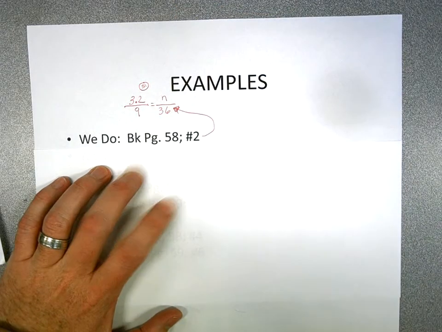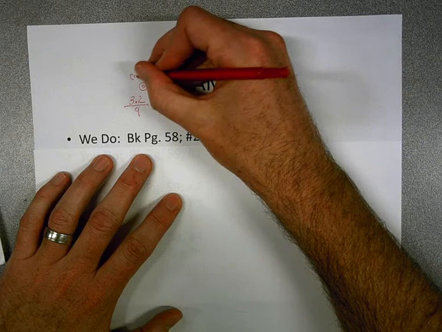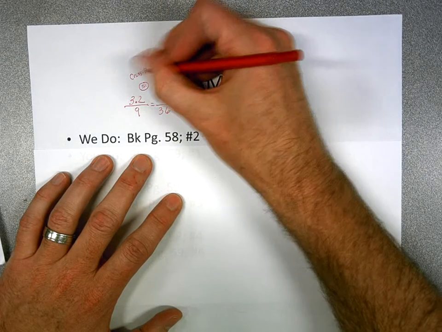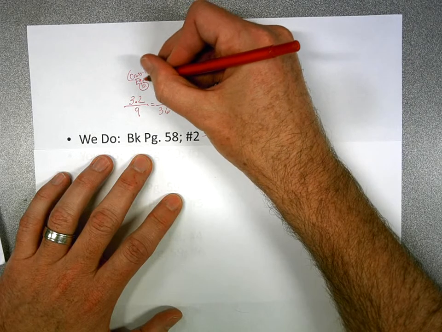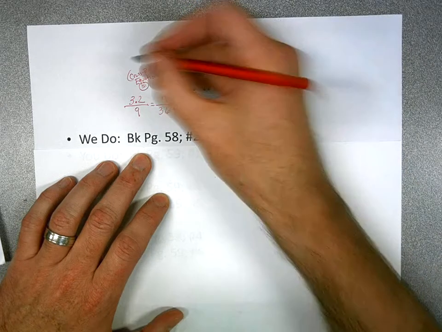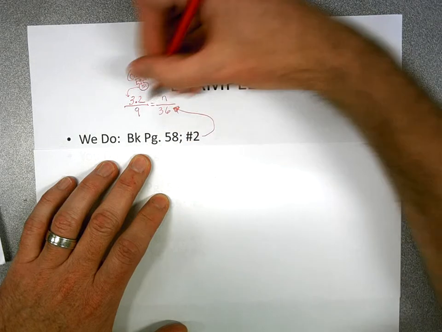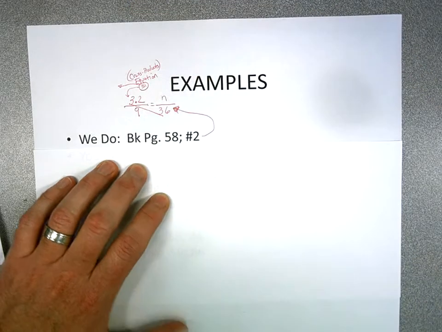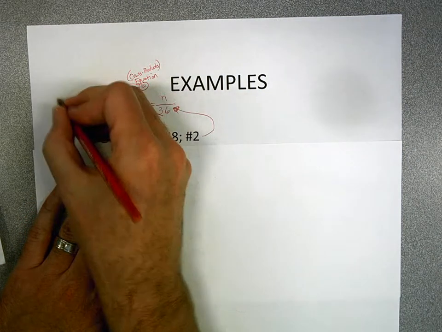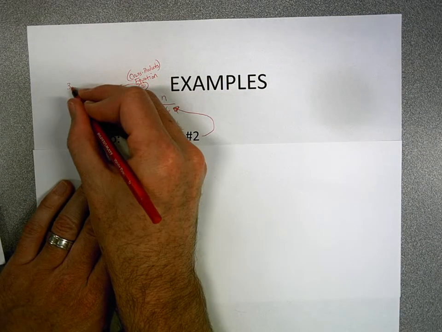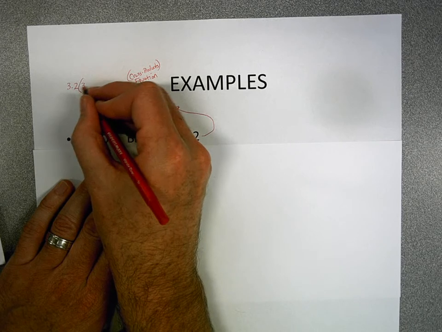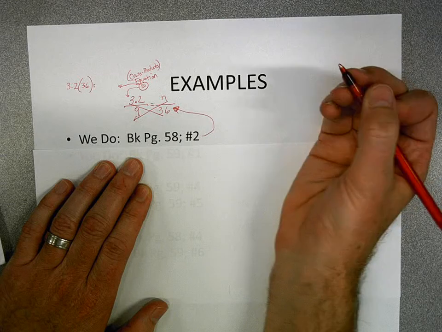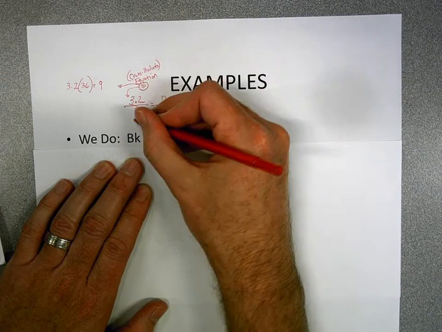Okay, step 1 is we're going to go ahead and use cross products. Use cross products to write an equation. So for example, our cross products here is this times this. By the way, I'm going to write my equation over here. So 3.2 times 36 is the same as this times this, the same or equal to 9 times n.